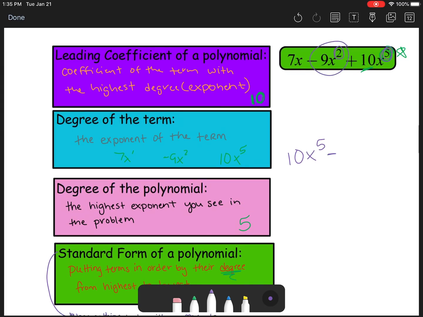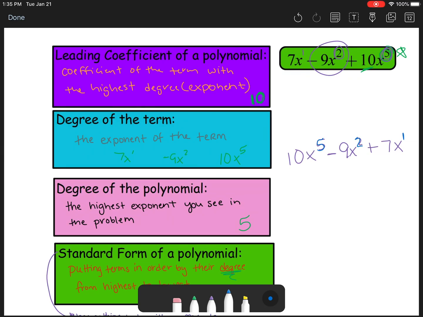Notice how this is a negative 9x squared, so I have to write negative 9x squared. And then 7x has a 1 as an exponent. So from highest to smallest, that would be 5, and then 2, and then 1 as our exponents. And that's how you put something in standard form. You put it in order from highest exponent to lowest exponent.